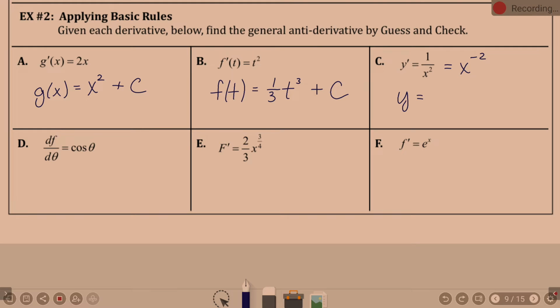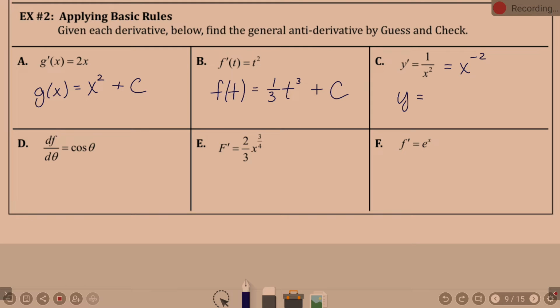What happened to both of our powers on these past two? They went up by 1, yes? Every time we added 1 to the power. Derivatives, you subtract 1 from the power. What are we doing with antiderivatives? We are adding 1 to the power.